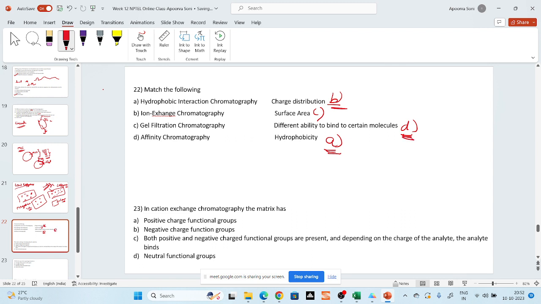Oh, I think I have already told you the answer of the next question. Anyways, in cation exchange chromatography, the matrix has positively charged functional groups, negatively charged functional groups, neutral functional groups, or both. So what is the answer? Negatively charged functional groups. This is the answer. In detail, we'll deal with it in the next class.